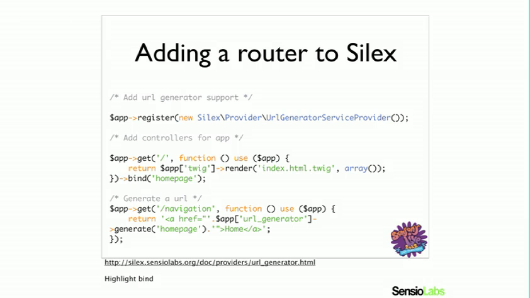So if I want to generate a URL, one, I register the URL when I map the controller. In this case, you have app get, the URL, a function that is your controller, and then the bind method. The bind method is really what gives this route a name. So I'm saying this /URL is bound to the homepage name. Now, if I ever want to generate the URL, I can simply call app URL generator and generate the name of the route, just like you can in Symfony. All these methods, all the components underneath, are all Symfony 2, so all the methods map one-to-one.